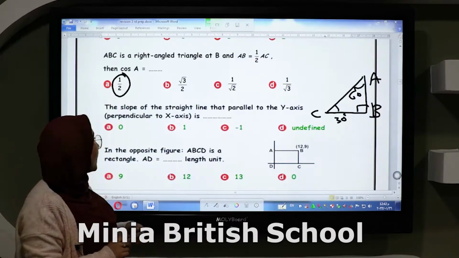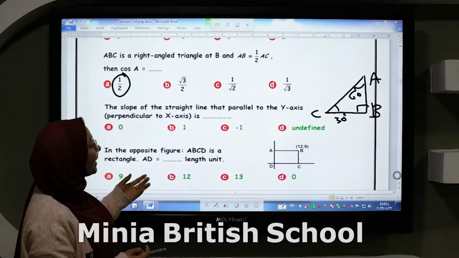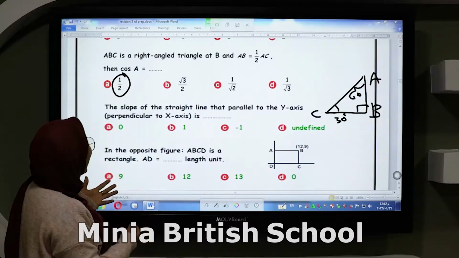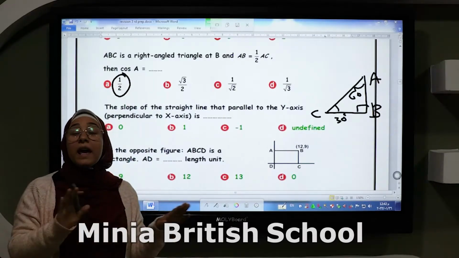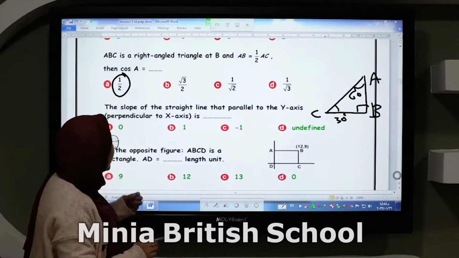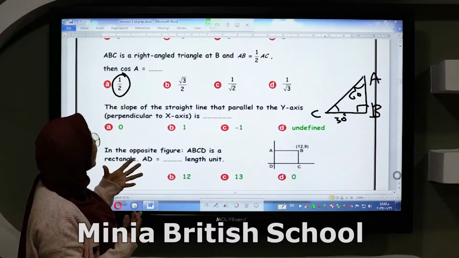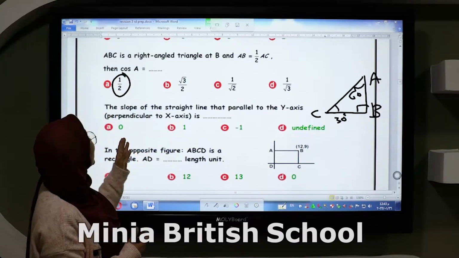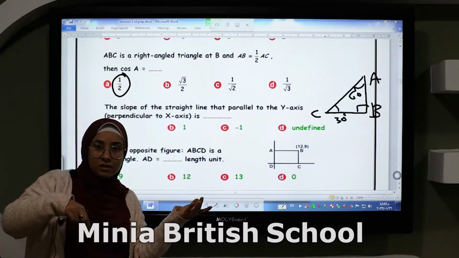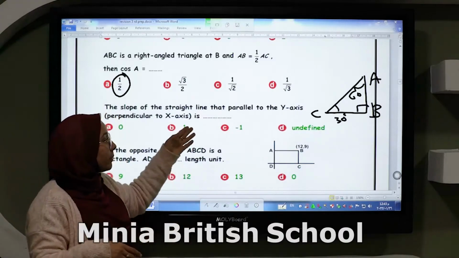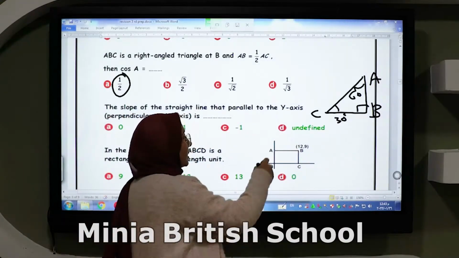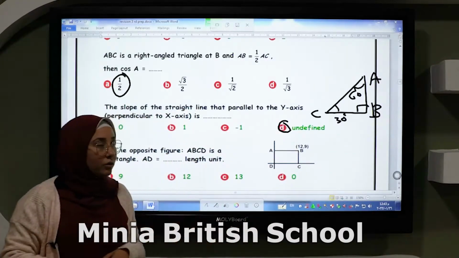Next one: the slope of the straight line that is parallel to the y-axis is undefined. The question may also say the slope of the straight line that is perpendicular to the x-axis, which also means parallel to the y-axis. So the answer is undefined.